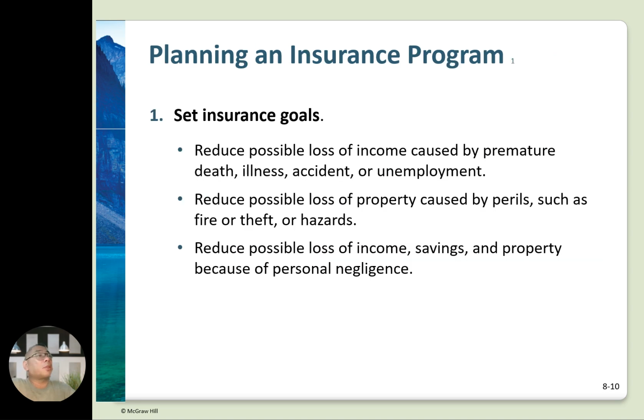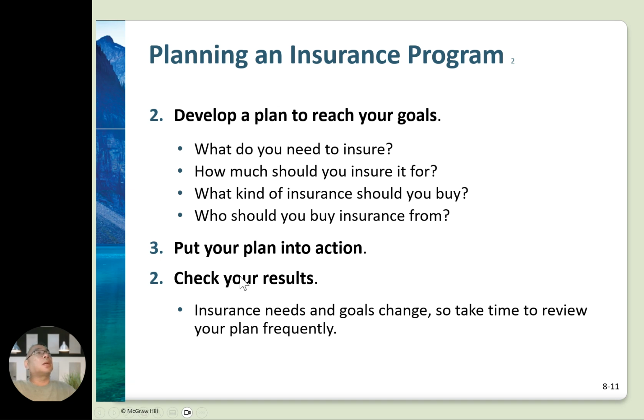All right, let's go back again to page 10. Planning for an insurance program. Number one, you need to set an insurance goal: reduce the possible loss of income caused by premature death, illness, accident, or unemployment. Reduce the possible loss of property caused by perils such as fire, theft, and hazard. And reduce possible loss of income, savings, and property because of your personal negligence.